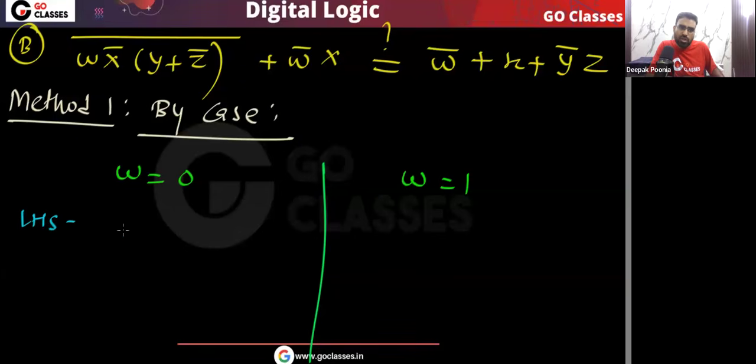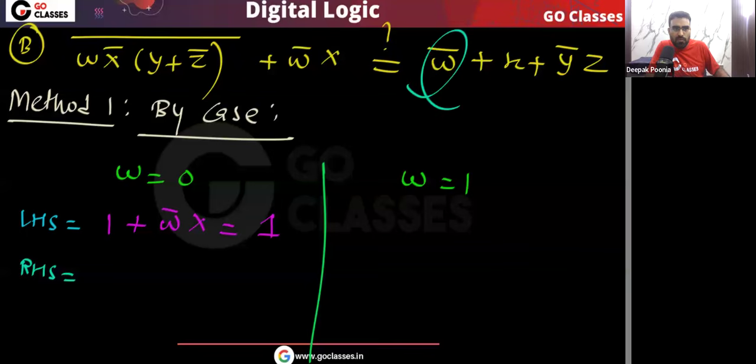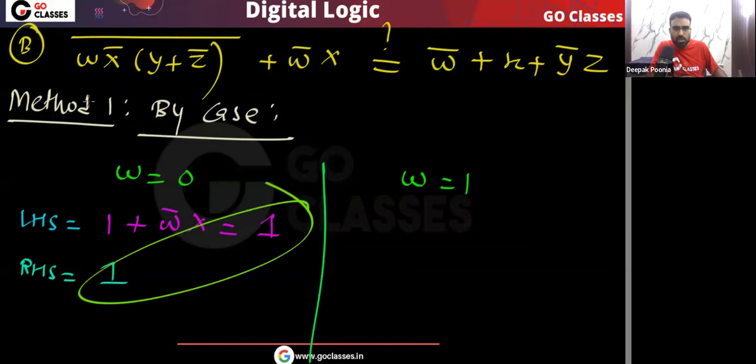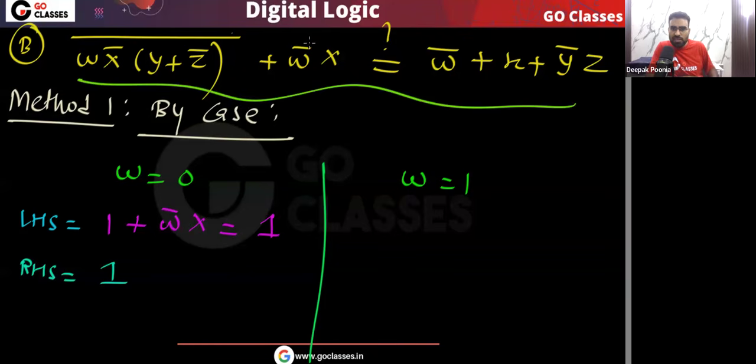If W is equal to 0, then what is the LHS? If W is 0, then this whole thing will be 0, and the negation of 0 will be 1. It will be 1 or W bar X, and 1 or anything will be 1. So this is the LHS. What about the RHS? If W is 0, then this will be 1, and 1 or anything will be 1. So you can see when W is 0, the LHS and RHS are the same. So far, there is no problem with this equation.